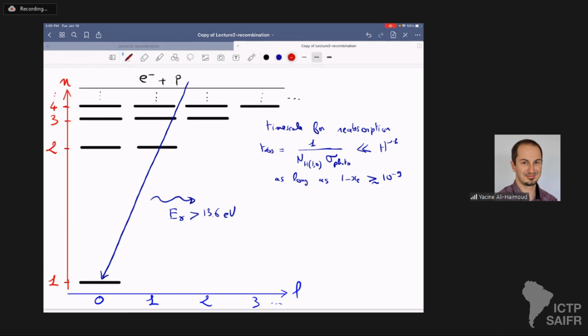So the bottom line here is that these direct recombinations, basically, they don't count. Every time they happen, they get immediately canceled out. This photon gets reabsorbed, and so you have one atom that forms, but another one gets destroyed. So instead, what we want to account for are only recombinations to the excited states of hydrogen.